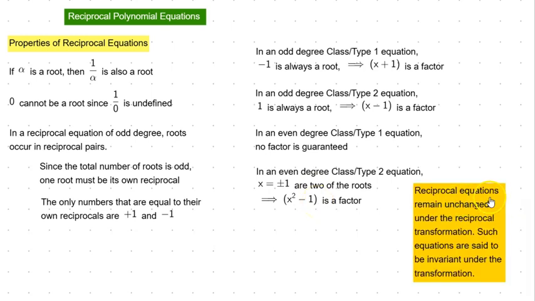So reciprocal equations remain unchanged under the reciprocal transformation. Such equations are said to be invariant under the transformation. Because remember, even if it is the negative of the original equation, we can multiply throughout by minus 1 and get back the original equation. So that was reciprocal polynomial equations. That's it for now.